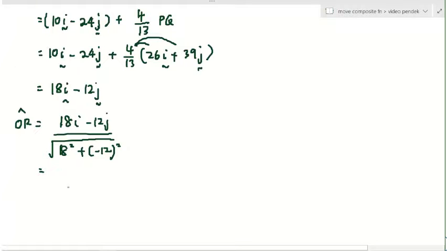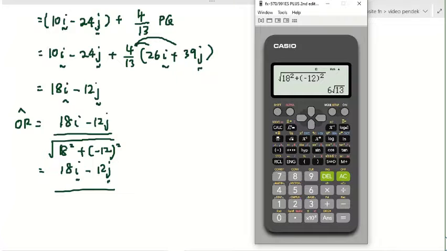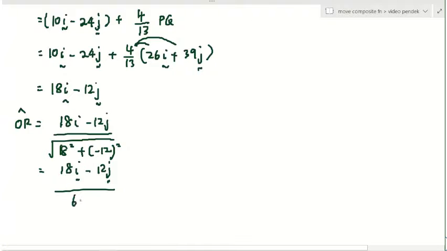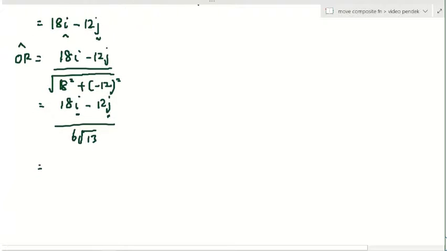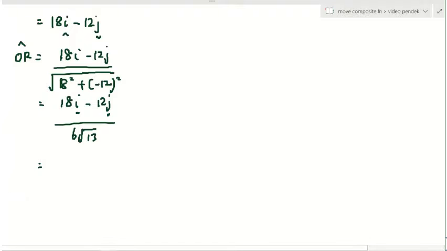And we can actually simplify 18I minus 12J divided by, just now our answer, 6√13, and simplify into separate fractions. It is equal to 3/√13 I minus 2/√13 J. Here is the unit vector of OR. So finish. One question consists of 10 marks.